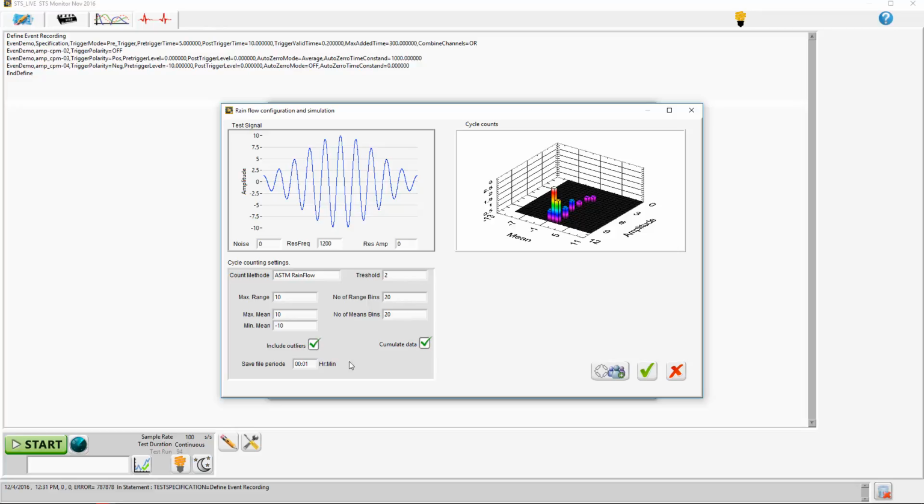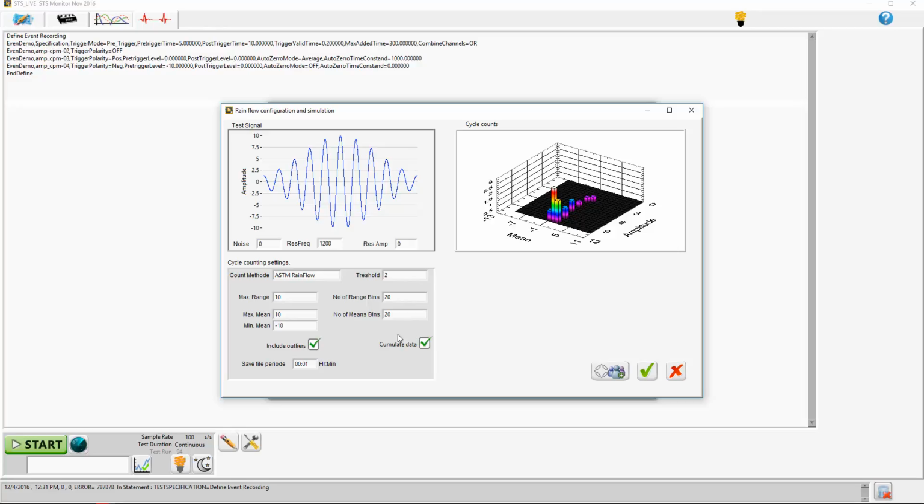Data accumulation means that after we save a file of a rainflow, we save the actual count, but we keep counting. We do not reset our counters. We keep counting the rainflow. That is how rainflow is specified. It is basically a continuous collection of data over a period of time.